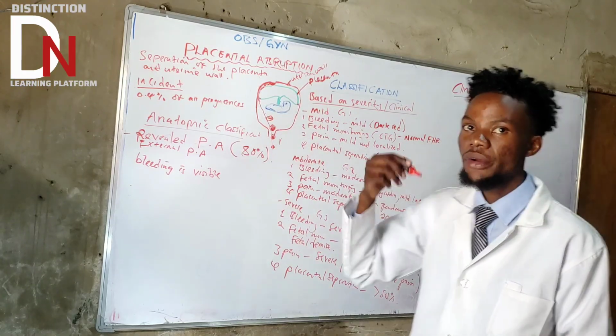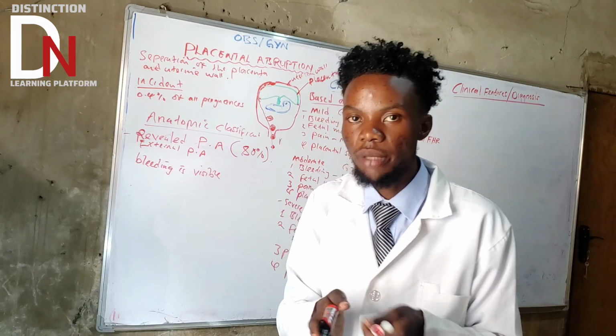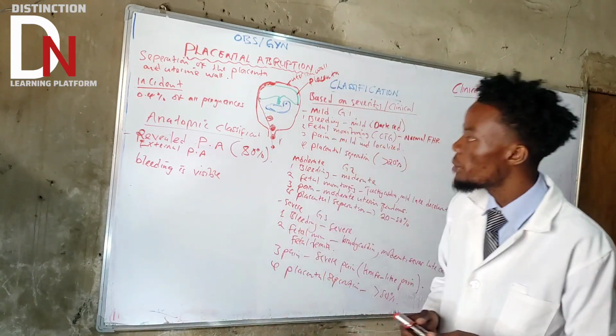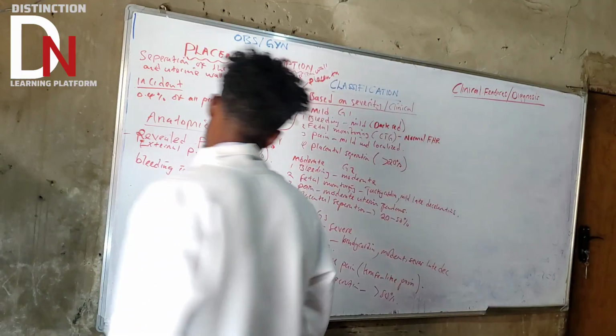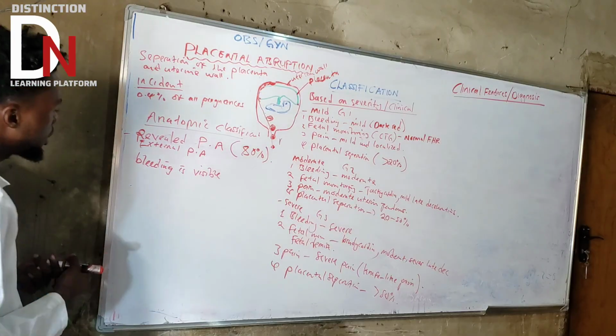Basically it can come out like that. All the membranes are going to be dissected. Blood will start passing through the membranes and come out like that, and they are going to present with vaginal bleeding. That's according to revealed.